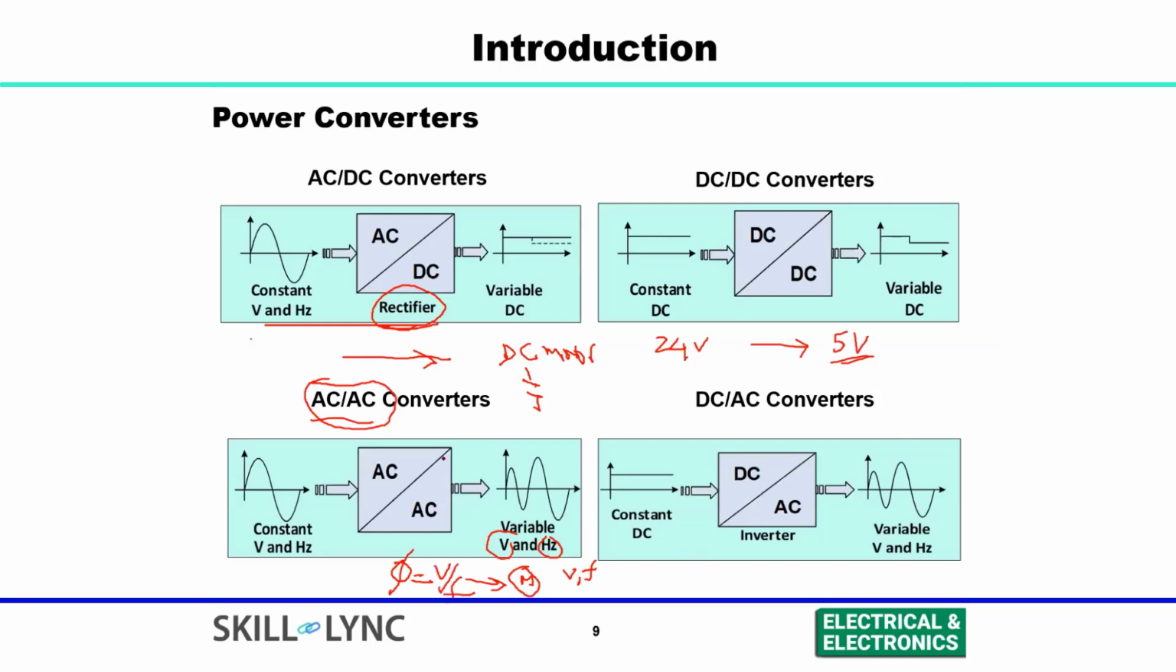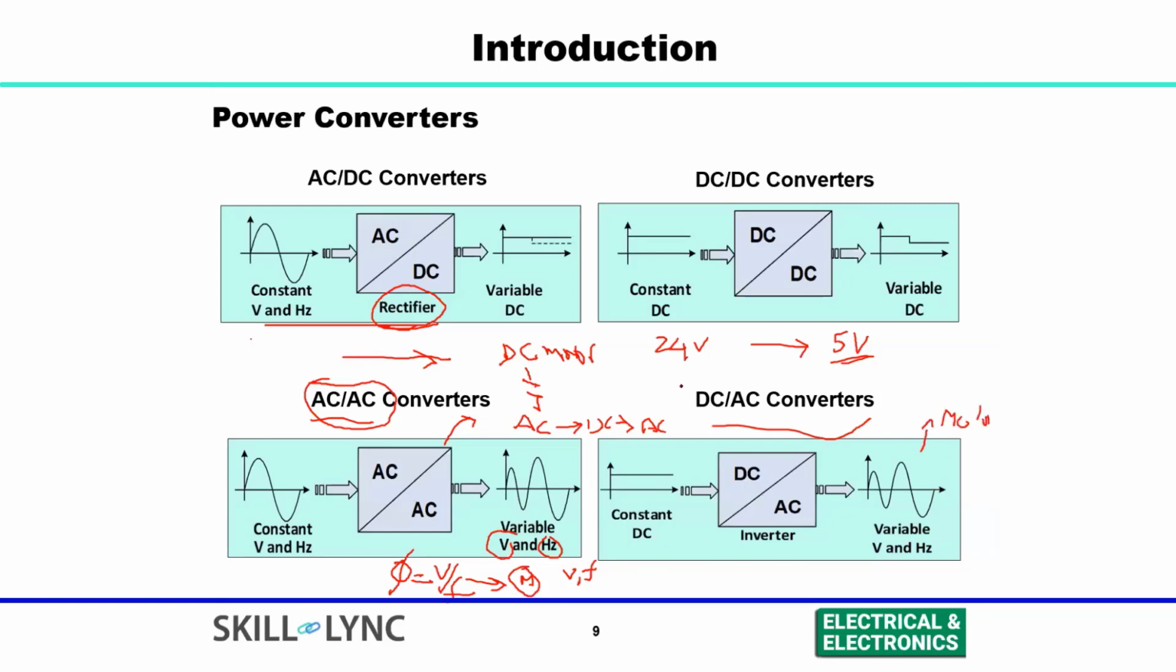Similarly, as I already mentioned, this may not be a direct AC to AC conversion. It can be from AC to DC, which passes through a DC source or energy storage, and then DC to AC. The conversion can be like this. And there is a straightforward DC to AC converter where we have a constant DC and we need a variable voltage and frequency, or else a fixed voltage and frequency. So this can be a motor here or a grid.